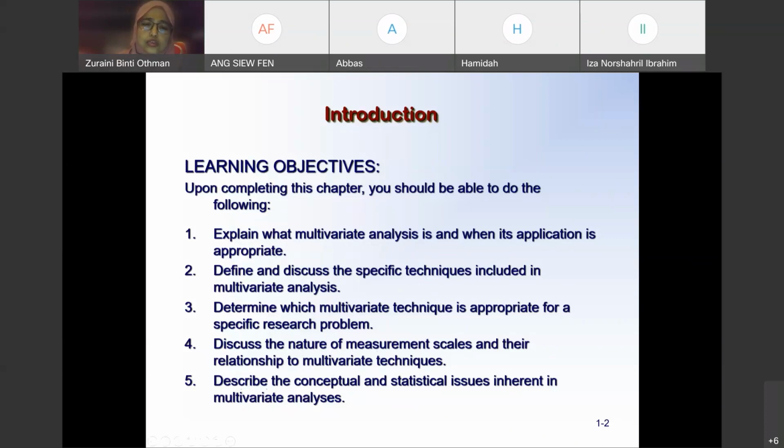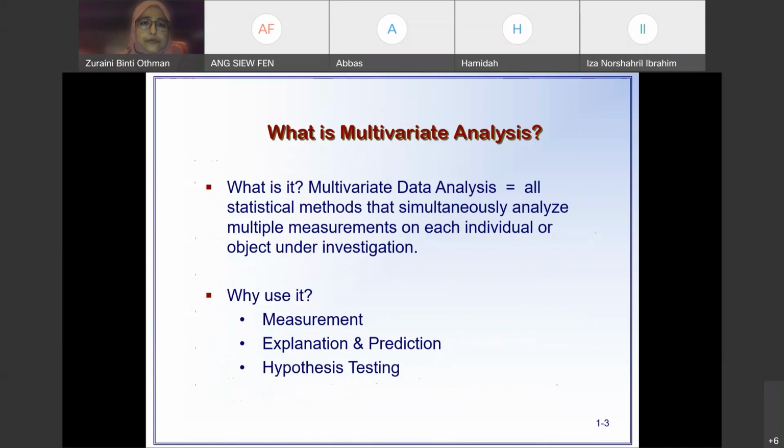I'm quite sure you are already involved in analysis. For example, in statistics, if we do a survey, then we have the data and we analyze the data. From the data, we can conclude something. That's the analysis that we do. Okay. What is multivariate analysis? Multivariate data analysis is all statistical methods that simultaneously analyze multiple measurements on each individual or object under investigation.